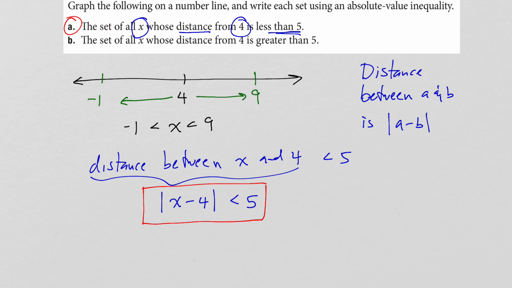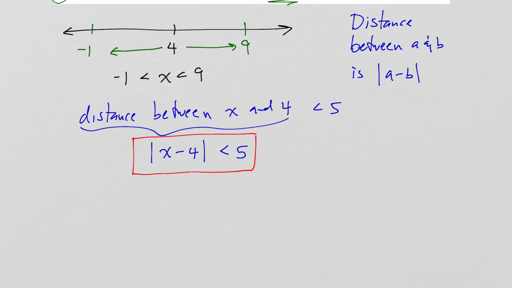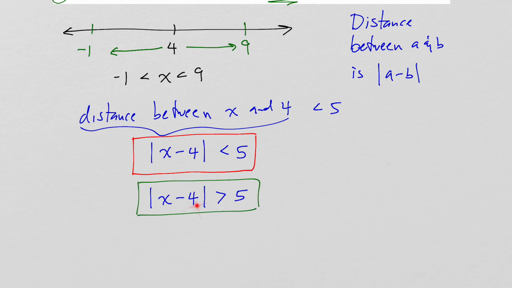Now the second part of this problem, they just want you to write the set of all x whose distance from 4 is greater than 5. So once we understand what we did for the first part, all we have to do for the second part is change this less than symbol to a greater than symbol. So this absolute value expression says the distance between x and 4 is more than 5 units.